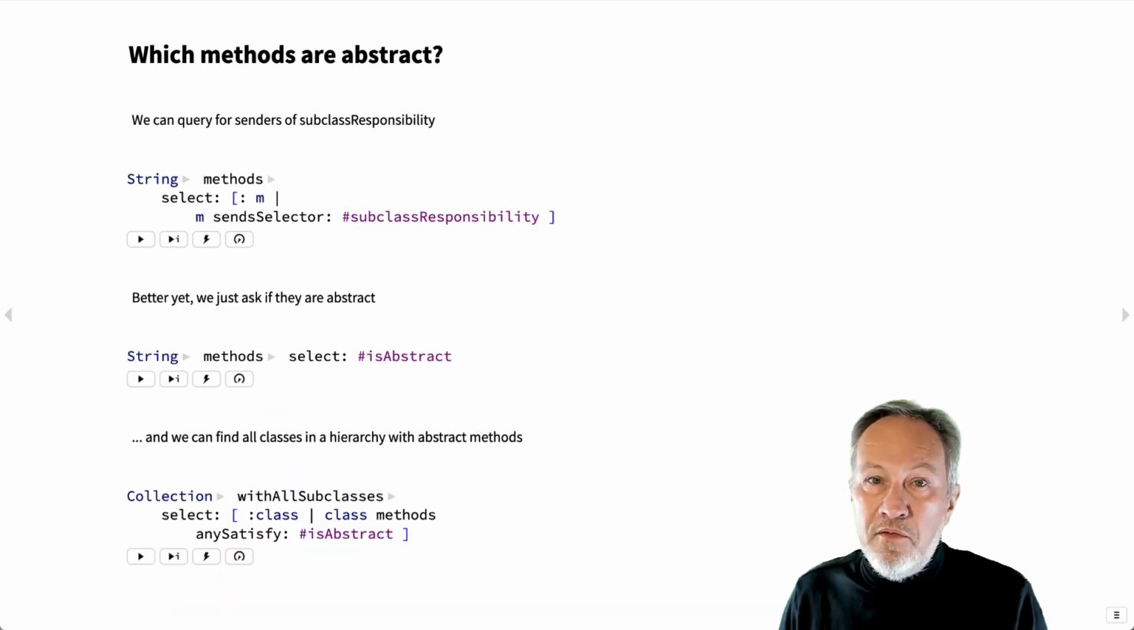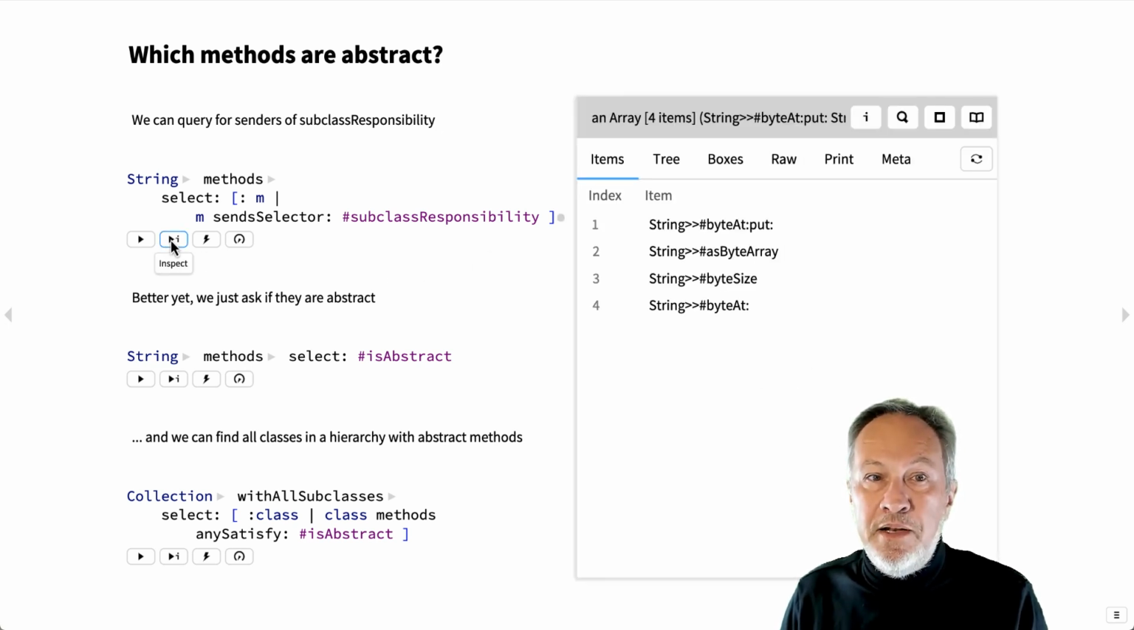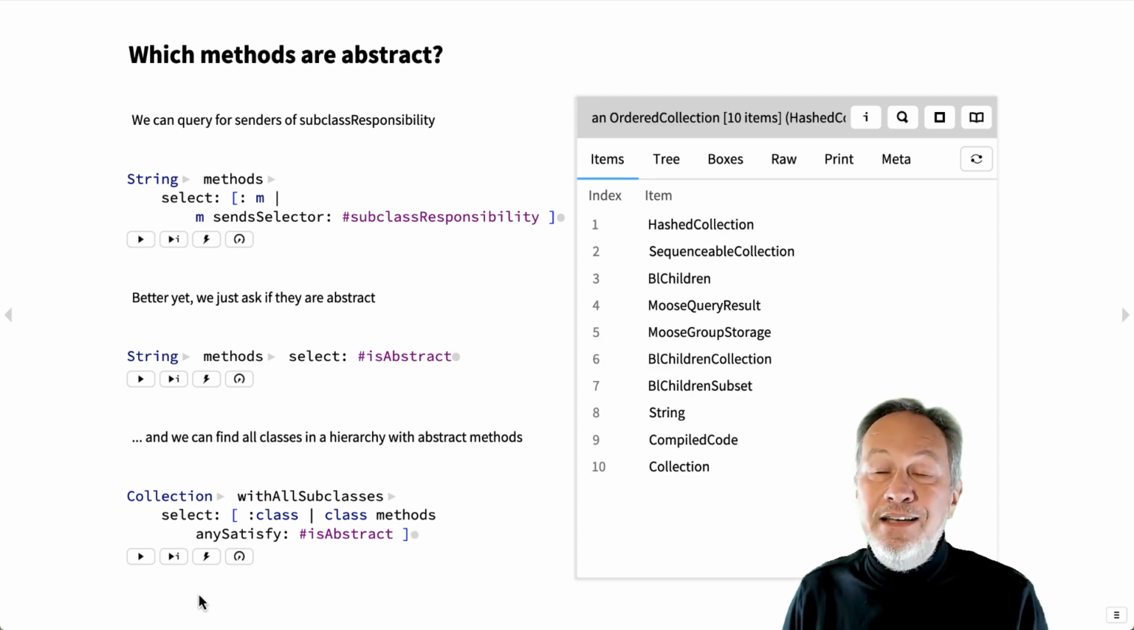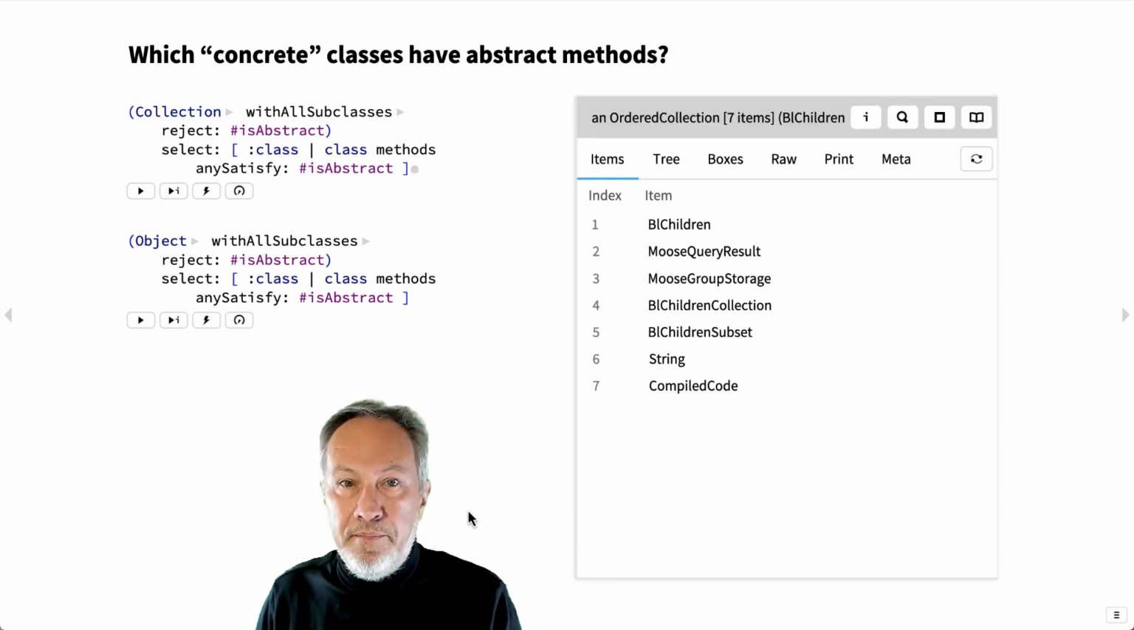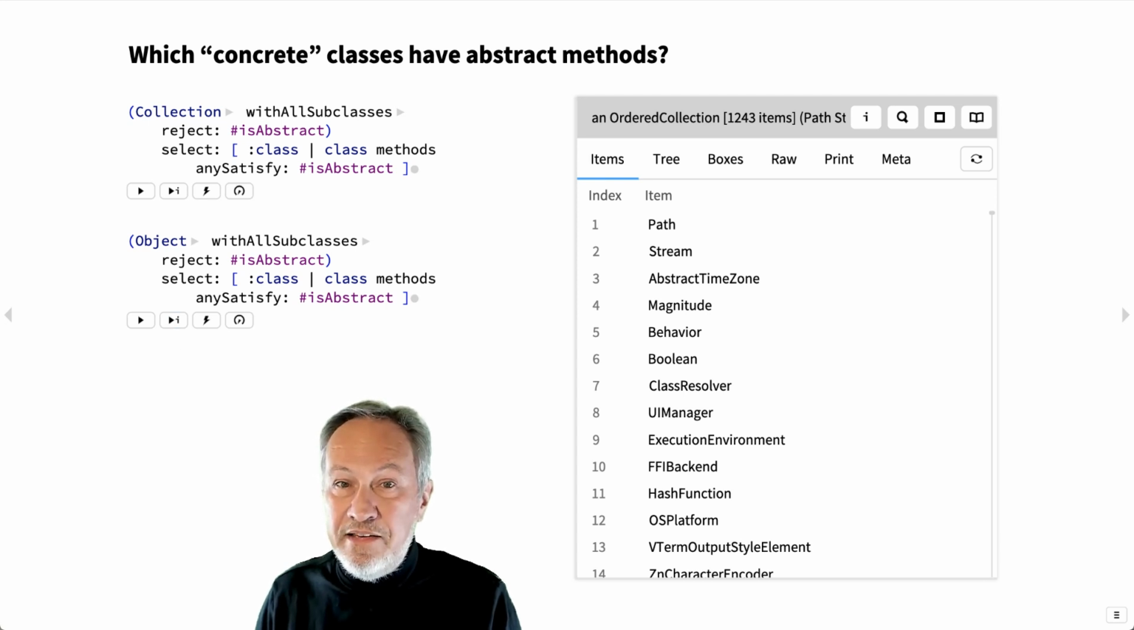We already saw that we can find the abstract methods of a class by asking for those that send subclassResponsibility. Alternatively, we can just select those that respond true to the isAbstract message. So now we can query a hierarchy for all its classes that have at least one abstract method. Now we can ask the interesting question, which classes are not flagged as abstract but do have abstract methods? There are several Collection classes that really should be abstract, including String. And there are over 1,000 in the system as a whole, suggesting we may be wise not to trust the isAbstract message for classes.